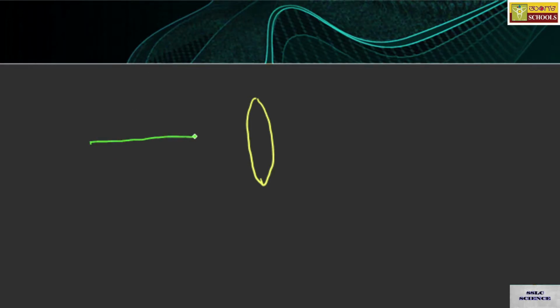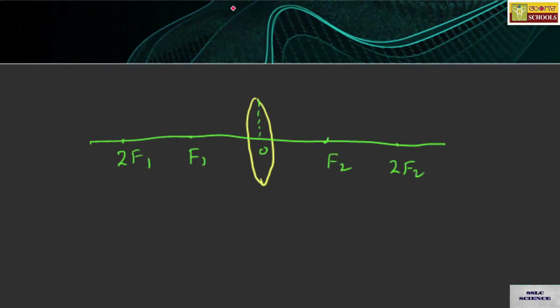This is your principal axis all the time. Once you get practiced, then no problem at all. So this is F1. This is 2F1. This is F2, 2F2. So you keep the object on F1. So you are placing the object on F1. This has to be your object, A and B.